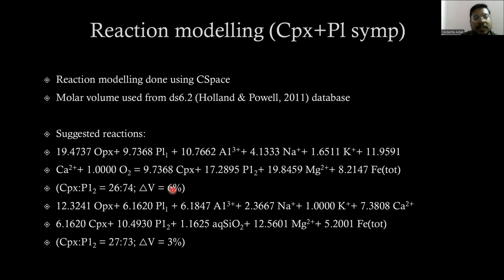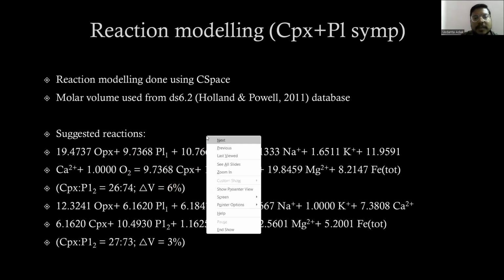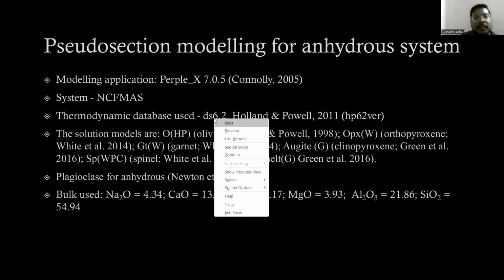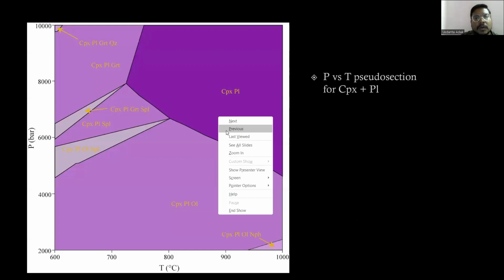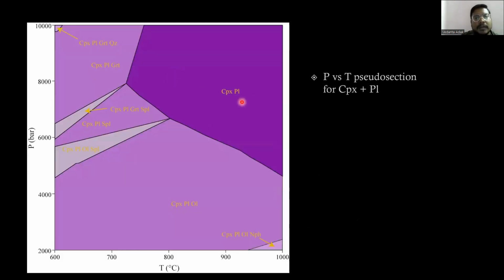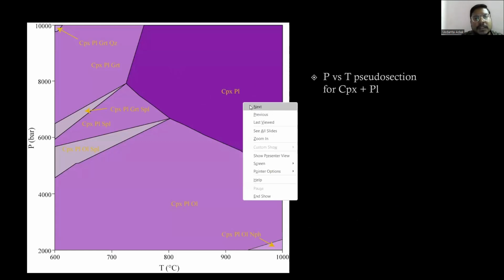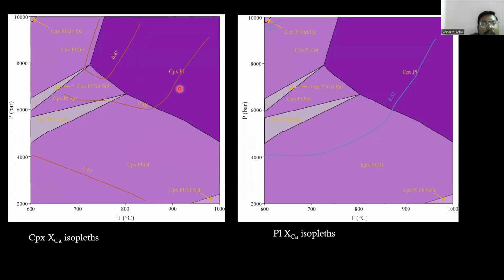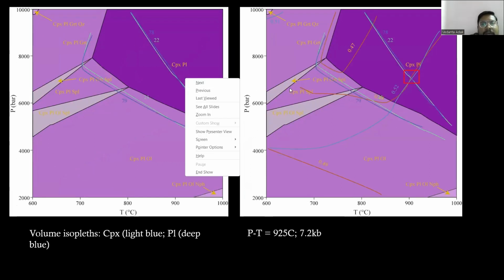Now we have done some reaction modeling. It shows around 3 to 6% volume increase due to the CPX plus plagioclase symplectite reaction formation. Now, pseudosection modeling we have done. These are the parameters that we have taken for the bulk composition. We can find the CPX plus plagioclase field here. We plot the isopleths of both the CPX and plagioclase. We also plot the volume isopleths and we come to a pressure and temperature of around 925 degrees and 7.2 kilobar.